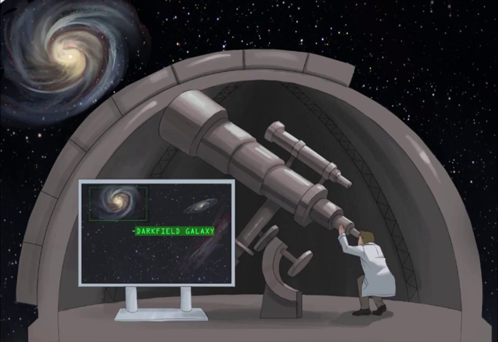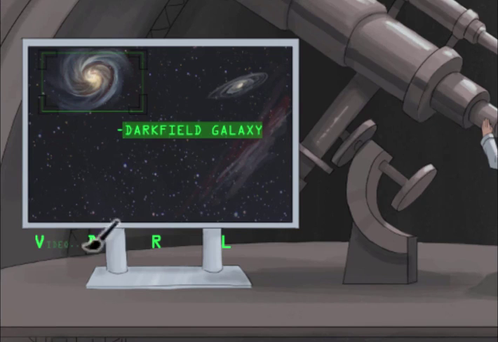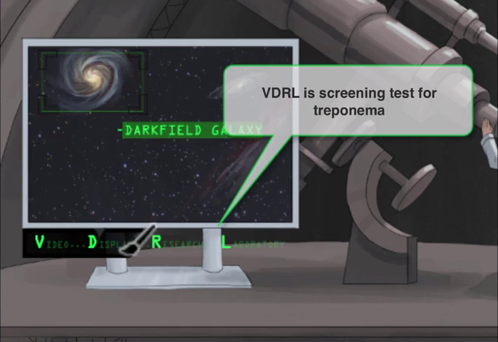In order to perform dark field microscopy, you need to take a direct sample from a lesion on the patient. However, it's not the most commonly used tool, as it's fairly time-consuming and not all labs are equipped to use it. Instead, infection is usually diagnosed through blood tests, which we'll also demonstrate with this portion of the observatory. First, let's talk about the main screening test, which we'll represent with this display screen. We're labeling the display the video display for the research lab. In short, that comes out to be VDRL, which is the usual screening test for treponema.